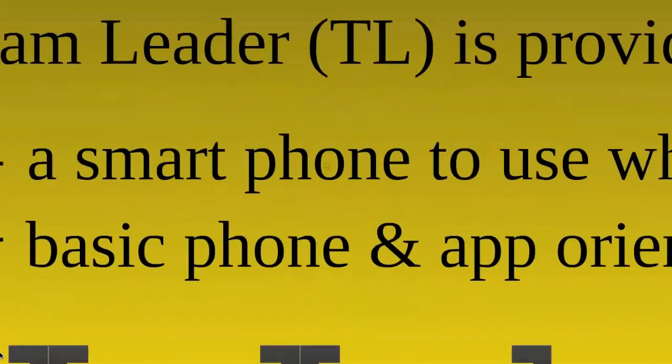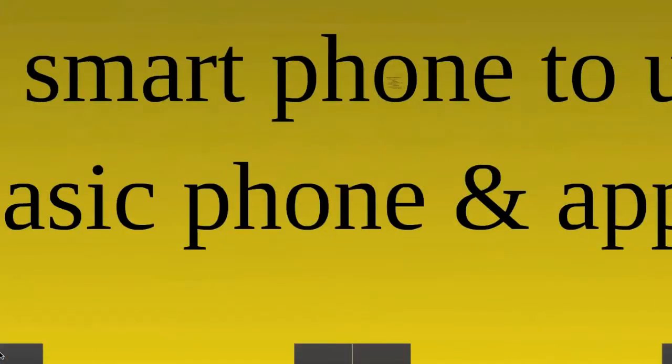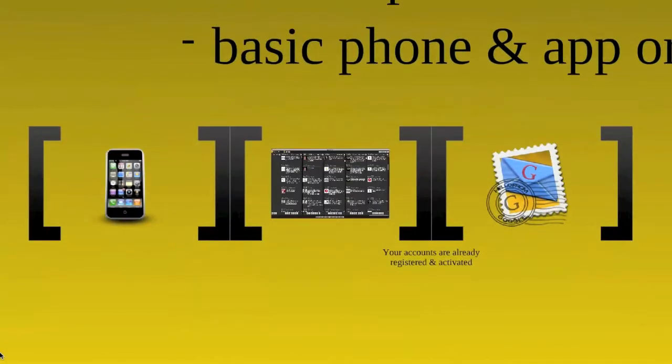Each phone will be preloaded with several things. Key phone numbers for staff in emergency situations, a designated Twitter account, a Tweetdeck application, which we'll show you later, and then relevant lists, as well as a Gmail account. So, we'll give the team leader a phone, the Tweetdeck application and Twitter account, and a Gmail account. They'll be registered and activated on the phone already.